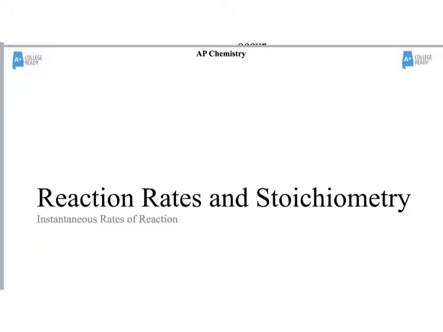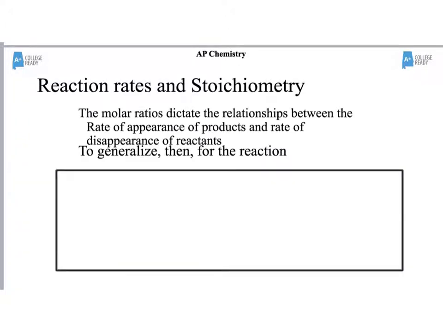So let's get into instantaneous rates. And this is just like if you know the rate of one thing, what's the rate of the other things? It's really just stoichiometry. So molar ratios dictate the relationships between the rate of the appearance of the products and the rate of the disappearance of the reactants.